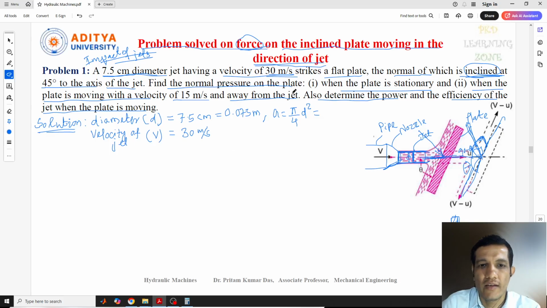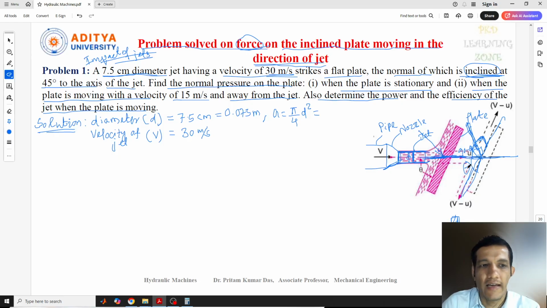So here what is given? The velocity of the jet is given, 30 meter per second, if it strikes the flat plate, the normal of which is inclined at 45 degree angle to the axis of the jet. Axis of the jet is this one. So this is given 90 minus 45. This 90 minus theta is nothing but 90 minus 45. So this angle is 45.